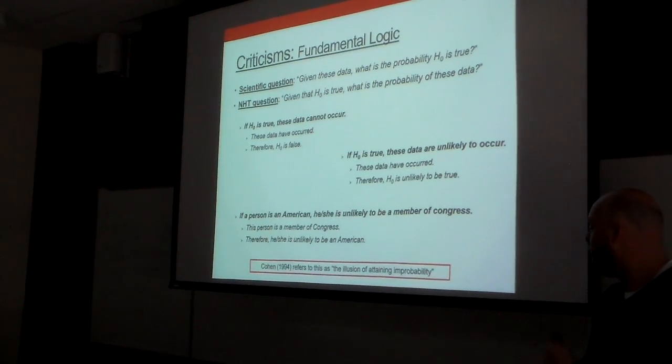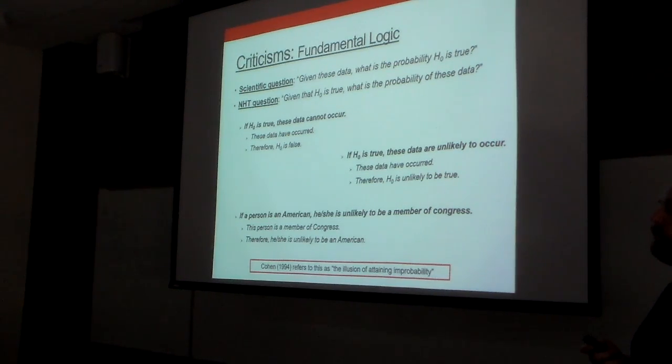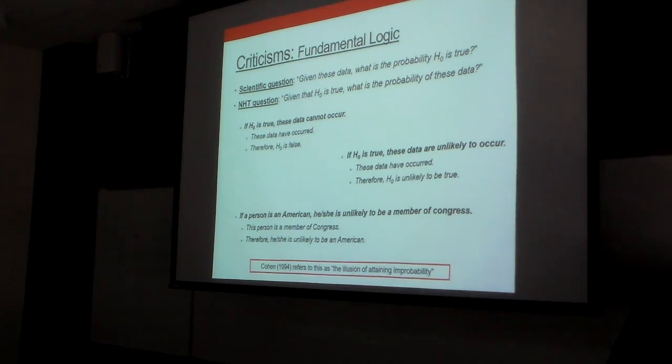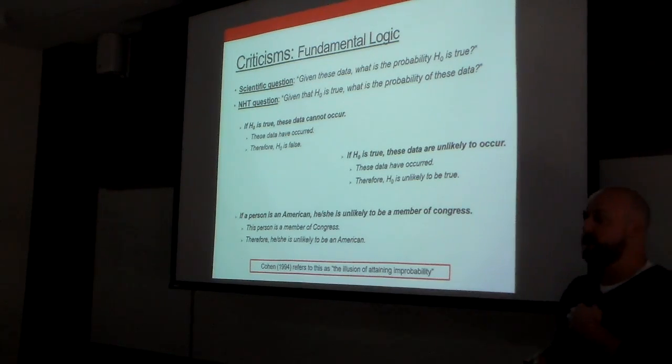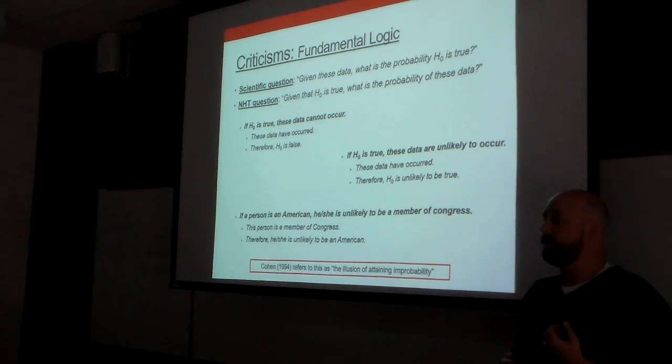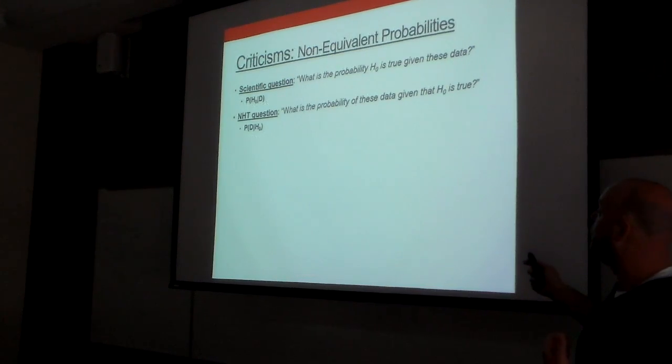Cohen refers to this as the illusion of attaining a probability, right? So we're saying that, if the actual population value is 100, then these data would be unlikely, right? Fair enough. But we found these data, and so then we say this is not unlikely to be true. When we start to get fuzz and probabilities in there, instead of working with absolutes, we start to have things break down. Okay. We also have problems with non-equivalent probabilities.